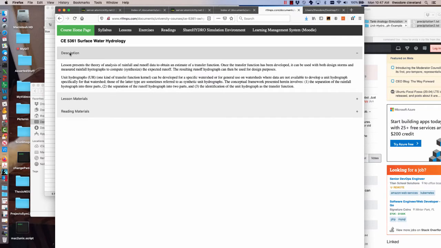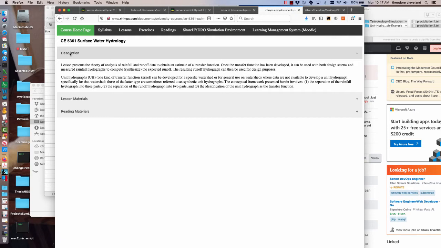Description for the lesson is: the lesson presents the theory of analysis of rainfall and runoff data to obtain an estimate of a transfer function. Once the transfer function has been developed, it is used with both design storms and measured rainfall hydrographs to compute the expected runoff. Expected in the sense of anticipated, not expected in a statistical sense. The resulting runoff hydrograph is then used for design purposes. Unit hydrographs are one kind of transfer function kernel that can be developed for a specific watershed or for general use on watersheds where data are not available.